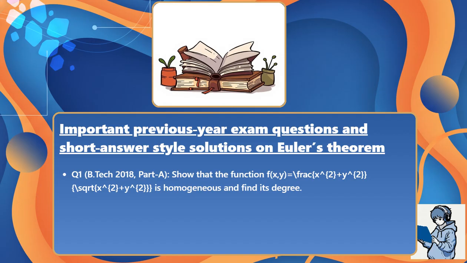Q1, B.Tech 2018, Part A. Show that the function f of x, y equals x squared plus y squared over the square root of x squared plus y squared is homogeneous and find its degree.